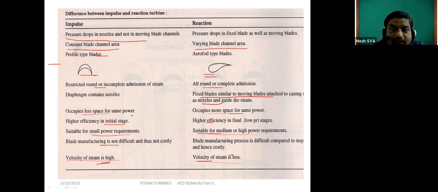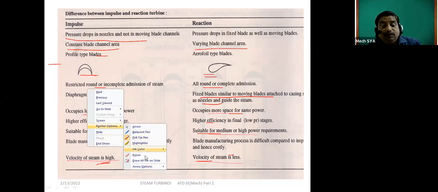As impulse is taking place, it occupies less space for the same power, but the reaction turbine requires more space. In the initial stages, impulse turbines have more efficiency but in later stages less efficiency. Reaction turbines have high efficiency in the final, low pressure stages. Impulse turbines are suitable for small power requirements, reaction turbines for high power requirements. Blade manufacturing for symmetrical blades is easy, not difficult, but blade manufacturing in the case of the reaction turbine is somewhat more complicated. So these are the points.